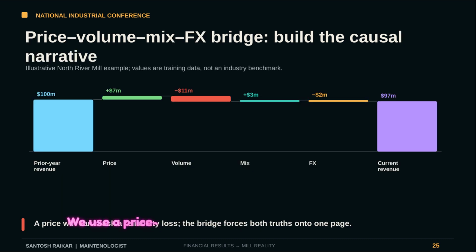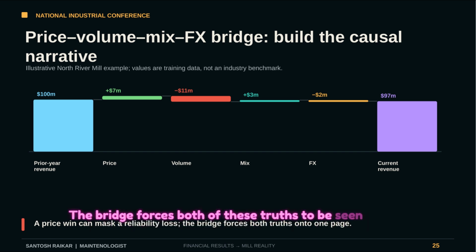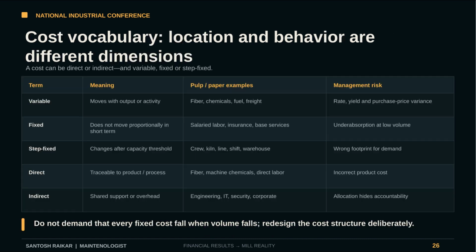We use a price-volume mix bridge to tell the causal story. In this example, a win in price can sometimes mask a loss in reliability. The bridge forces both of these truths to be seen on the same page. Understanding cost behavior is vital. Variable costs move with output, while fixed costs stay steady in the short term. As a GM, don't just demand fixed costs fall with volume. You have to deliberately redesign the cost structure.